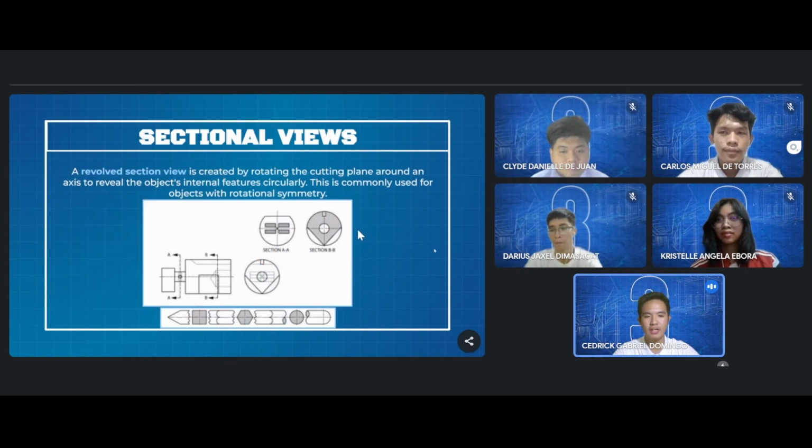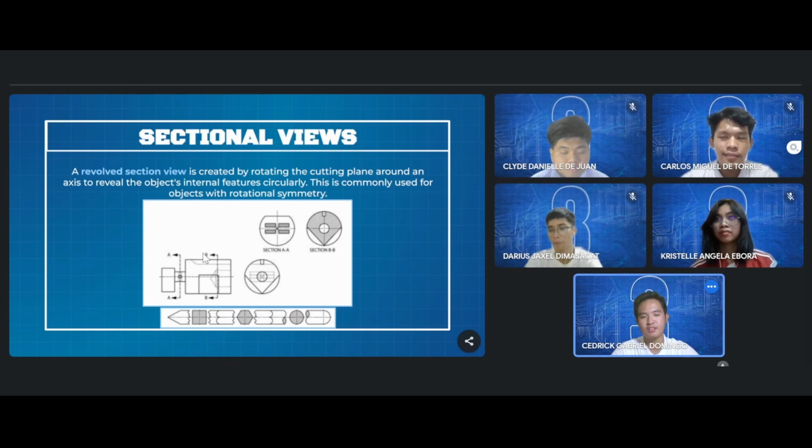So next, we have a revolved section view. A revolved section view is a specialized type of sectional view used for objects with rotational symmetry. So this is mainly used for objects with a cylindrical shape or a circular shape, so we can rotate it.